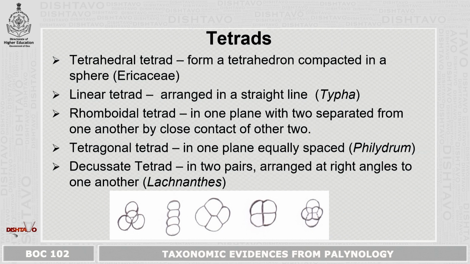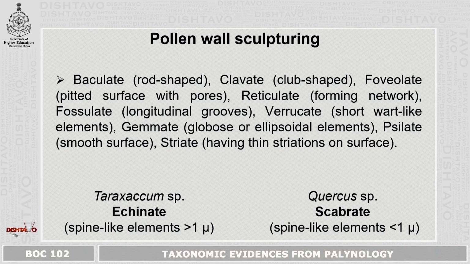Now, tetrads are seen in particular families: tetrahedral tetrad in Ericaceae, linear tetrad in Typha, rhomboidal tetrad in one plane with two separated from one another by close contact of the other two. This is the one, students. Tetragonal tetrad in one plane is seen in Philodendron, and decussate, that means in two pairs, arranged at right angles to one another, is seen in Lactanthus.